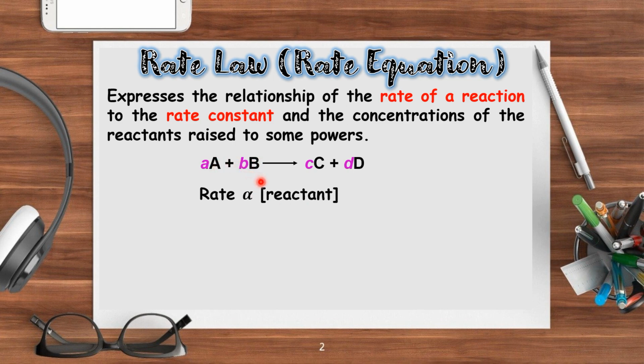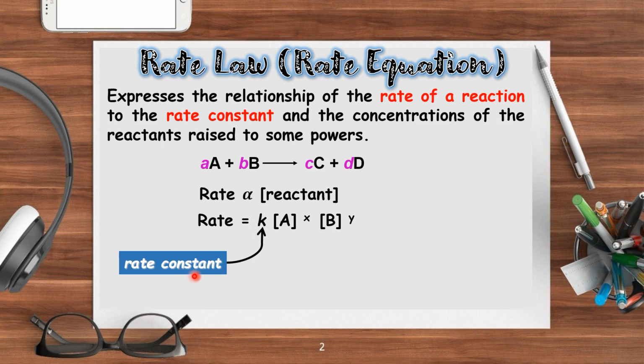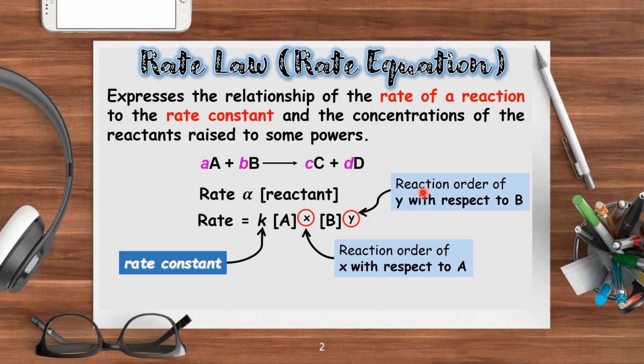When we want to change from directly proportional to equal to, we have to add a constant. So we add a constant k here. Rate is equal to k concentration A to the power of x times concentration B to the power of y. Both refer to the reactants only. What is k? K refers to the rate constant, and x, the power here, refers to the reaction order with respect to A. And y refers to the reaction order with respect to B. When we total up, the overall reaction order is x plus y.